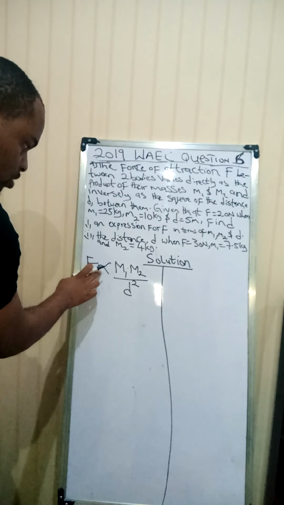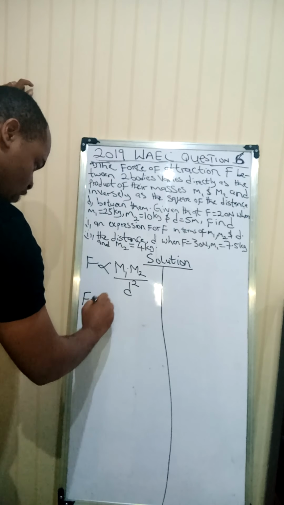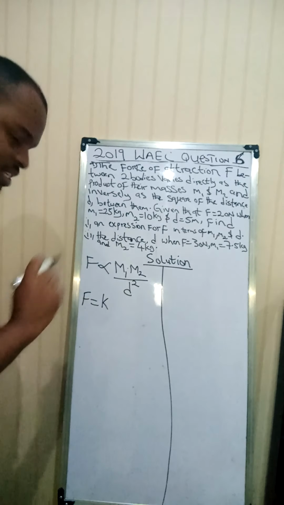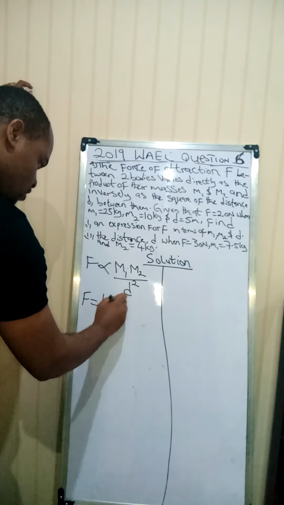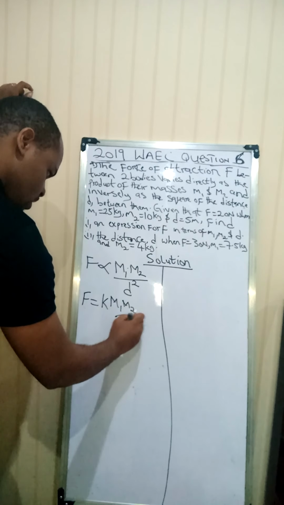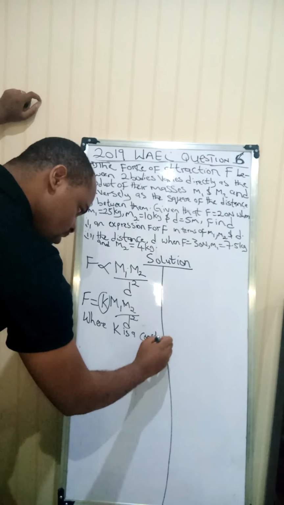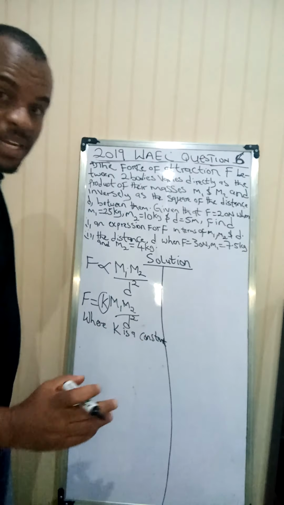Next, we remove the proportionality sign by introducing our constant, K. We are using K as the constant. Then we have F equals K m1 m2 over d squared. Don't forget to define what your K is, because every other item is defined except what you introduce. Where K is a constant.